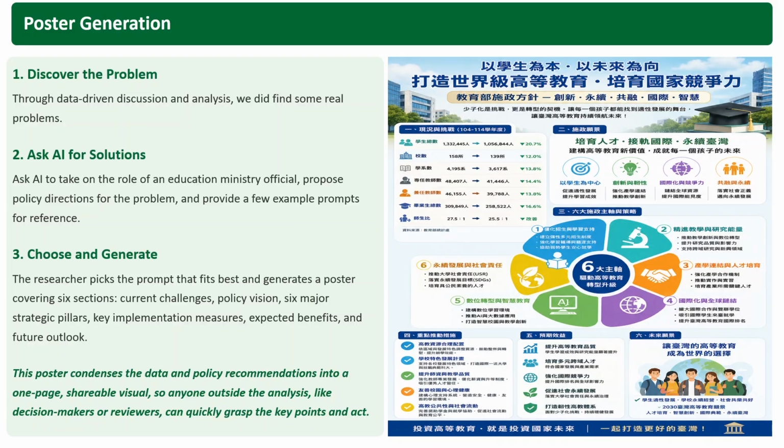The policy direction comes together as current challenges and vision, 6 major strategic pillars, key implementation measures, expected benefits, and the future outlook, laid out in the poster that's ready to share or print. That's the full journey from data to value.